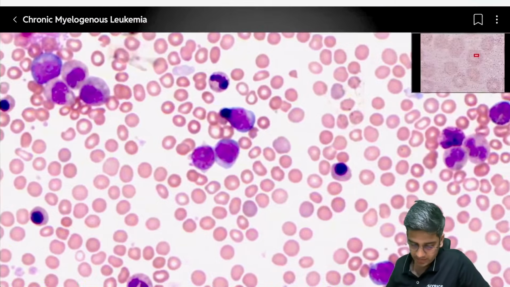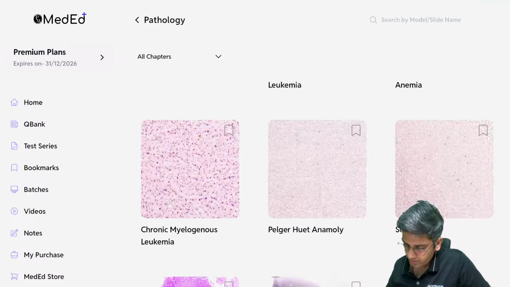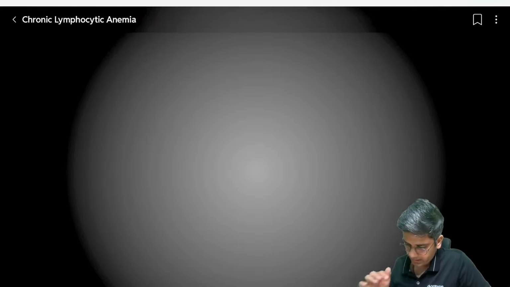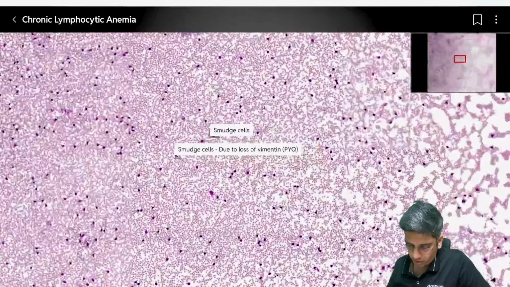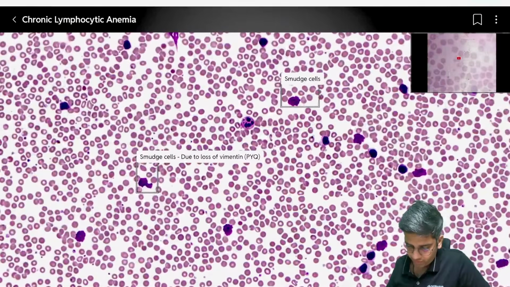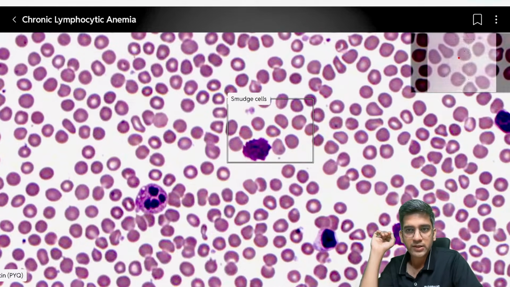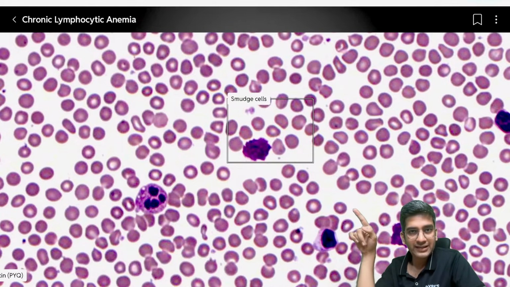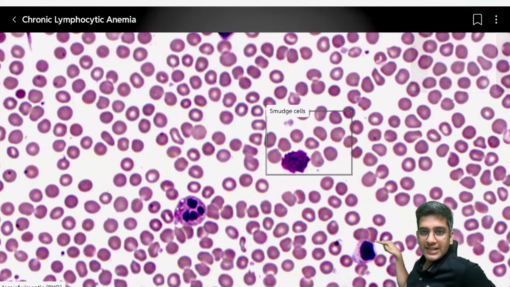Fine. Let's look at a smudge cell from our Meded app. Let's see if it's there. So not all smears will be the same as what we see in Google, right? That's a smudge cell. That's a destroyed cell. How do I know it's destroyed? Look at this cell. It has a cytoplasm. It has a very defined nucleus.